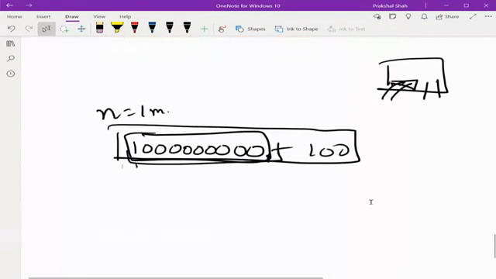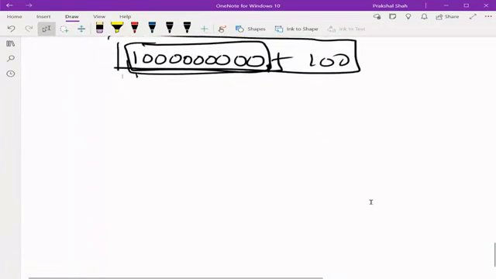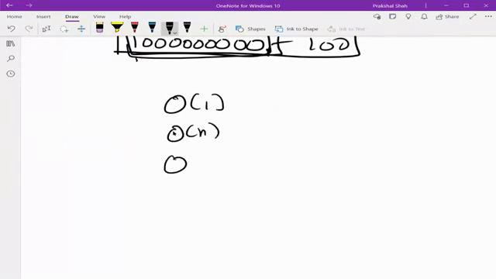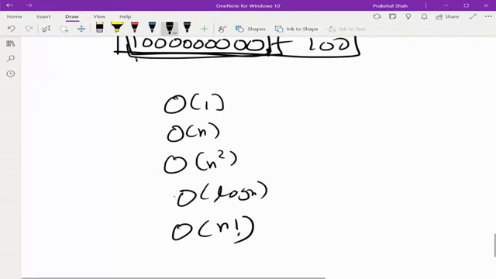I guess you also answered that. Okay. Now, there are three kinds of complexities we can discuss here. Let me go one by one. Let's say I talk about order of one, then order of n, then order of n square, then order of log n, then let's say order of n factorial. There are different names for them.